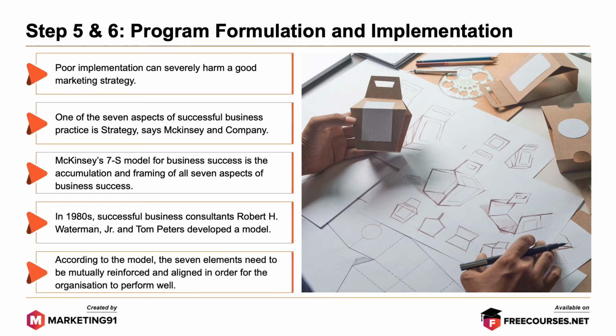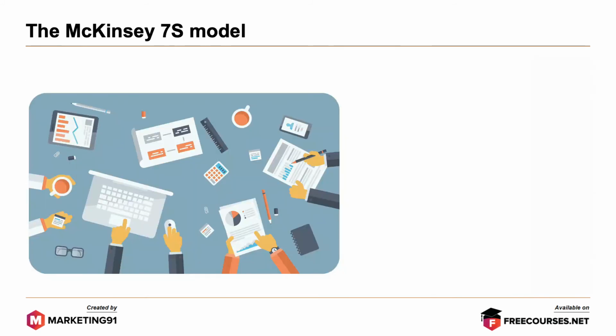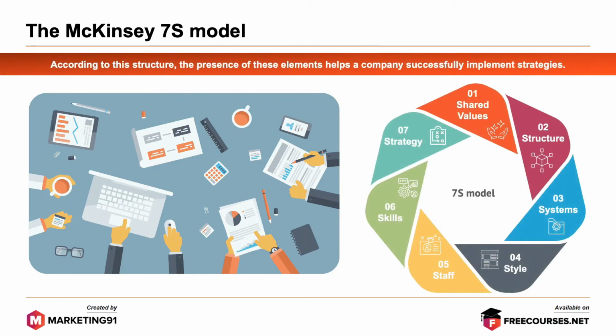According to the model, several elements need to be mutually reinforced and aligned in order for the organization to perform well. According to the structure, the presence of these elements helps a company successfully implement strategies. And they are shared values, structure, systems, style, staff, skill, and strategy.